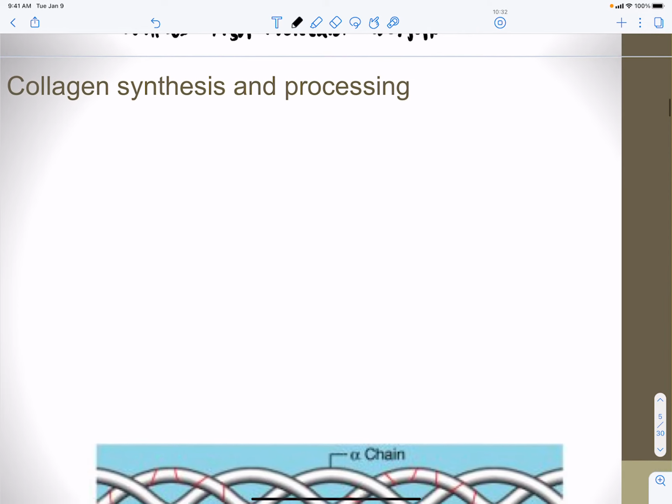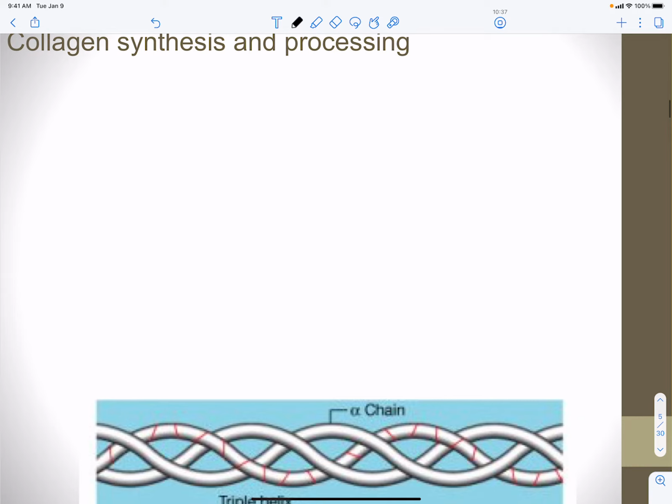Now, collagens are going to be the most abundant proteins in all of the animal kingdom within the extracellular matrix. And so it's a major protein of this extracellular matrix. There are 44 different collagen genes known in the human genome, and they are overall going to generate over 28 different types of collagen.